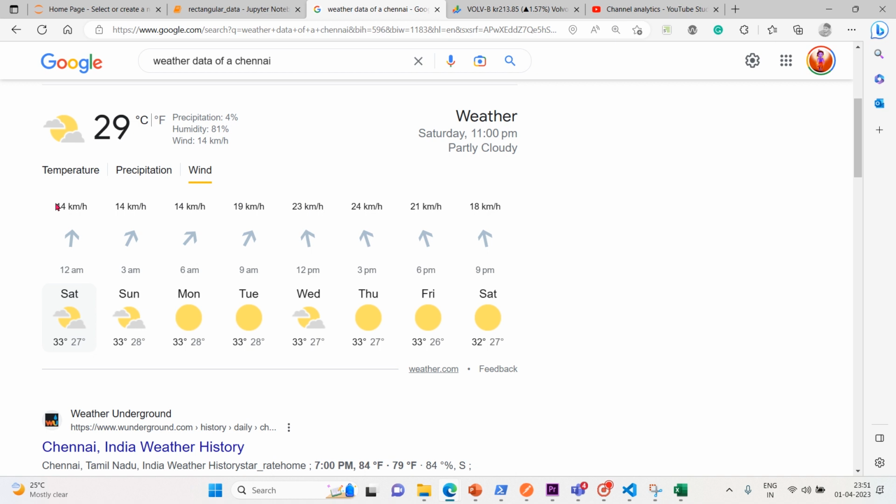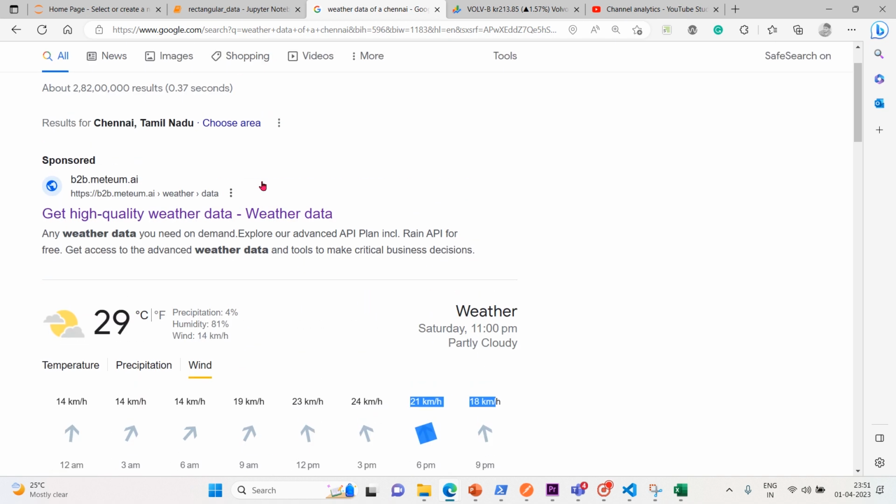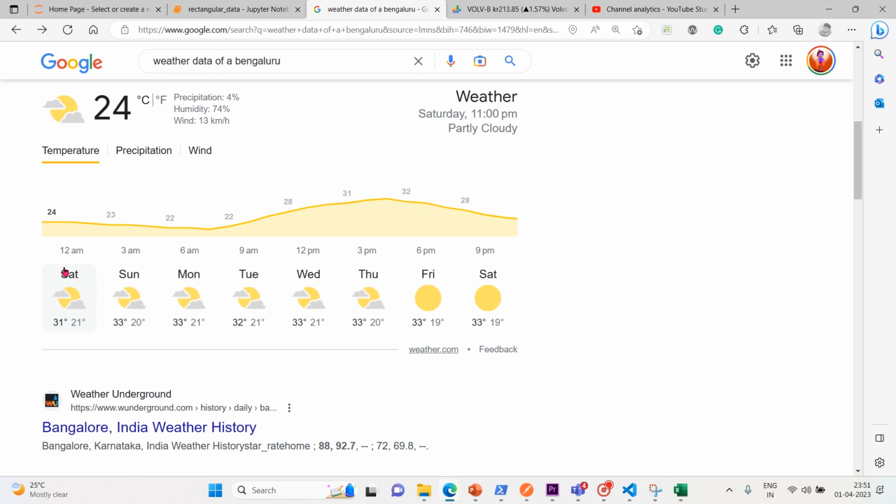And the wind is also pretty high there, 14 kilometers per hour, and in the afternoon it has increased: 19, 23, 24, and then 21, 28. Okay, this is Saturday, Sunday, Monday, Tuesday, Wednesday, Thursday, Friday, across the week. It's not on the same day. So let's get back to Bengaluru. And again, it's across the week, not on the same day. Let me see the wind.